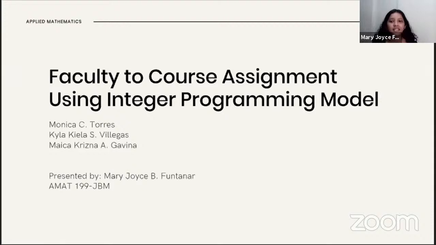This study, entitled Faculty to Course Assignment Using Integer Programming Model, with authors Monica C. Torres, Kayla S. Villegas, Maika Krishna A. Gavina, wants to solve a problem, the faculty course problem. Let's now start.